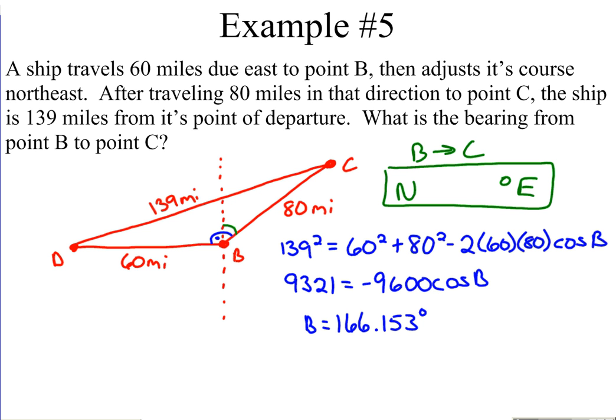I need to subtract 90 from that to get just the bearing here in green that we're looking for in the triangle. And that is going to be, once we subtract 90, 76.153 degrees. So our final bearing is north, rotating that many degrees to the east, which is 76.153. And there's our final bearing.